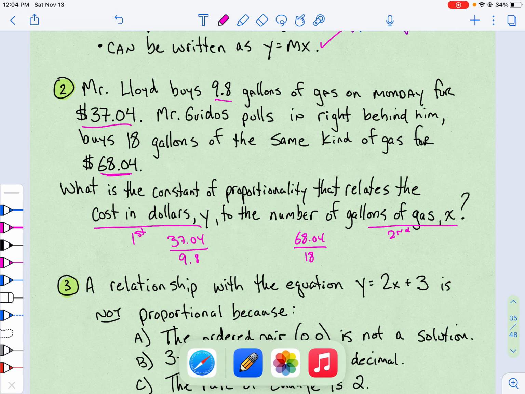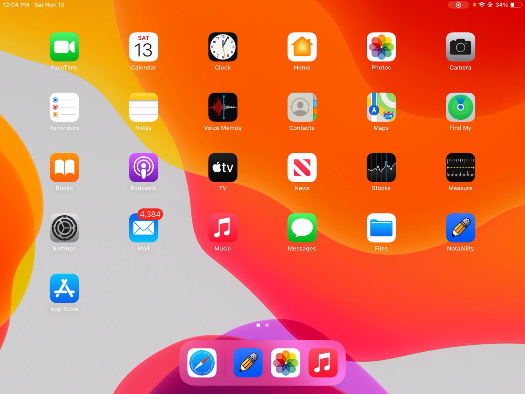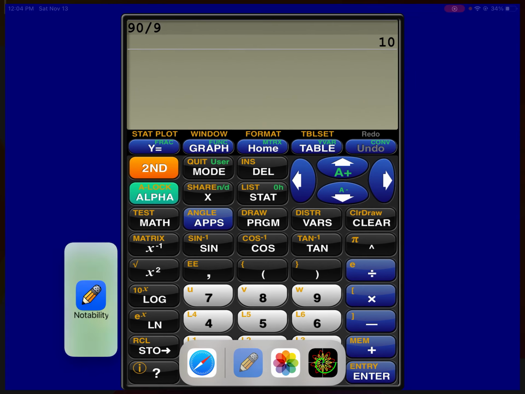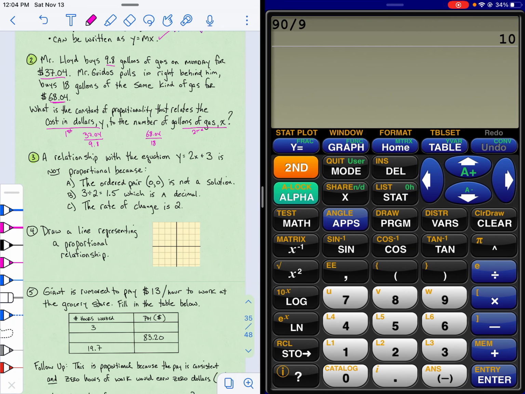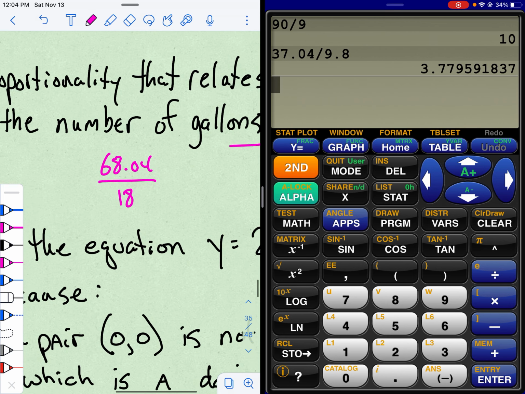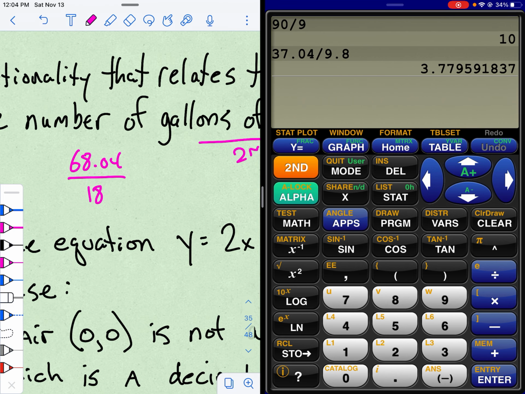And I'm going to grab a calculator here. Oop, thought I had a calculator. Calculator go. There we go. So let's check this thing out. I'm going to do 37.04 divided by 9.8. And I'm going to leave that on my screen, and I'm just going to try the other one. 68.04 divided by 18. And these should be the same thing. And they round to be the same thing.